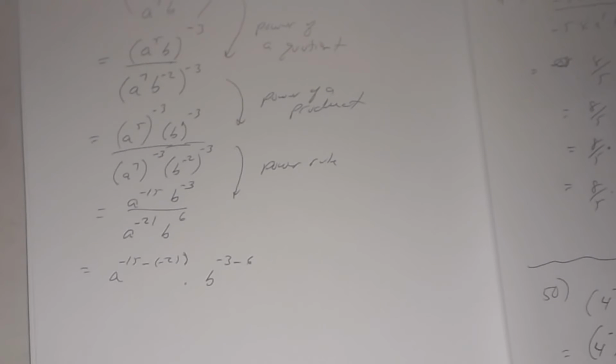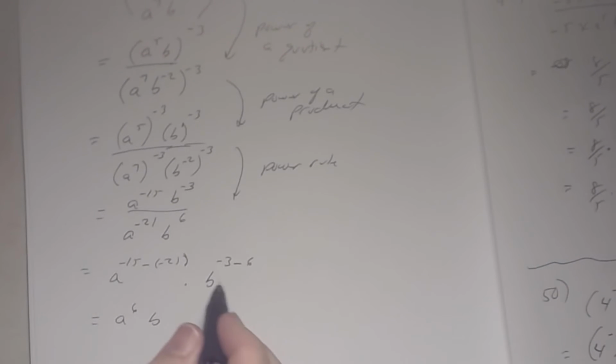All right, now look at the exponent of the A. What's negative 15 subtract a negative 21 is the same thing as, say, negative 15 plus 21, which is 6. So that's a to the 6. Y'all agree? Now, if you didn't, remember that subtracting a negative number is the same thing as adding the positive, or adding the opposite. Then use your calculator. What about B?